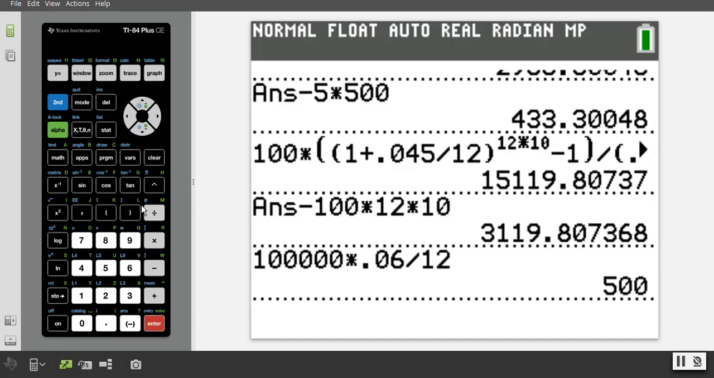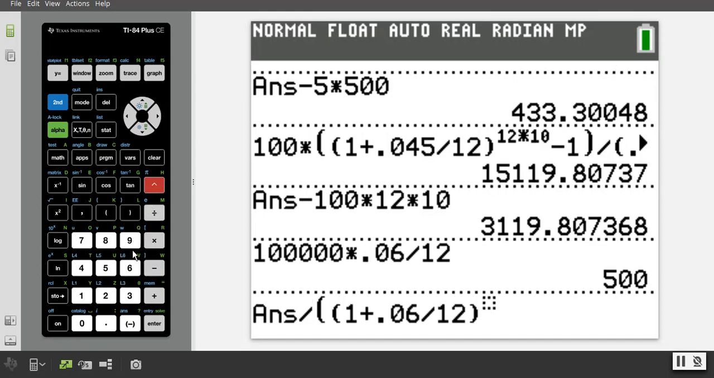Okay, so that's going to be divided by 1 plus 0.06 divided by 12. Okay, so this amount needs to be raised to 12 times 18 and then minus 1. Okay, so theoretically this should work. Okay, so we just hit enter.